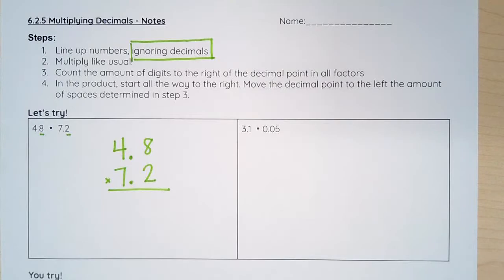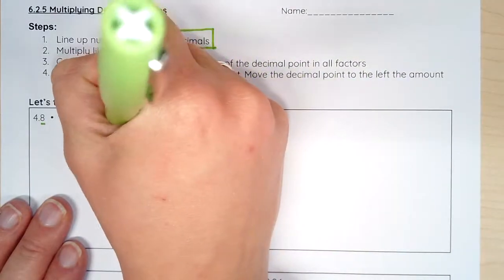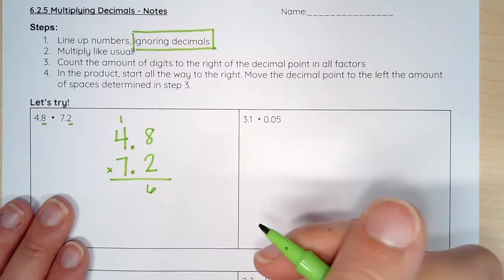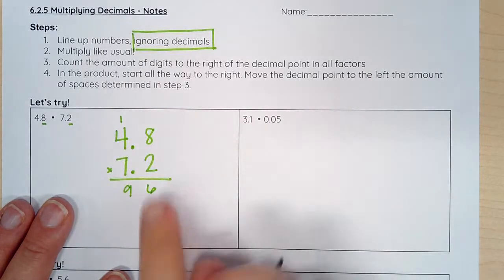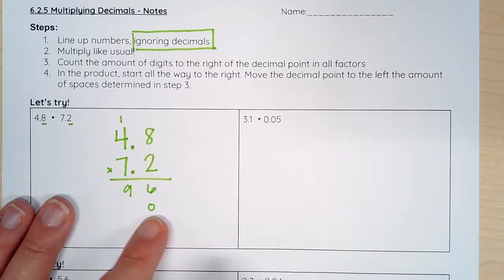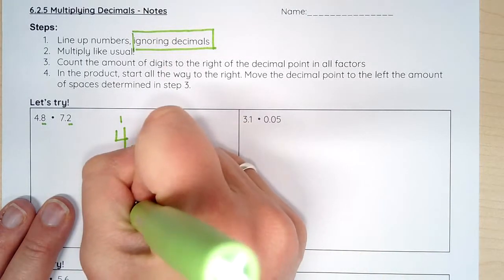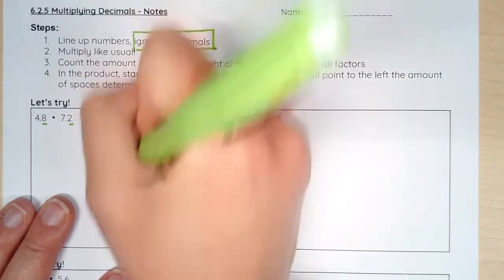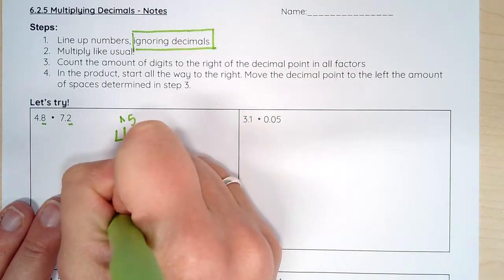So I go ahead and start by saying 2 times 8 is 16. Carry the 1. 2 times 4 is 8. Plus 1 is 9. Okay, now I go to my second digit, dropping that 0 down. 7 times 8 is 56. 7 times 4 is 28 plus 5, which is 33.